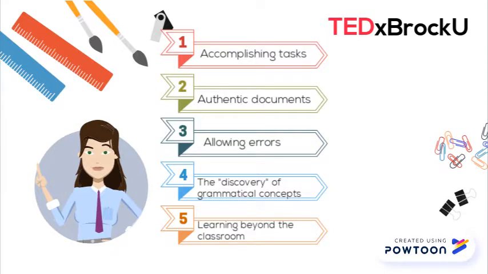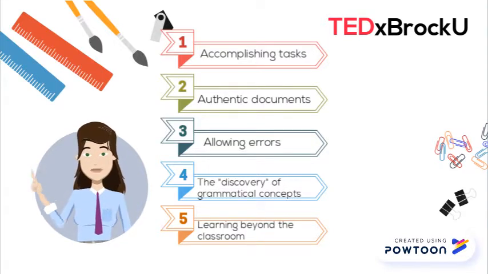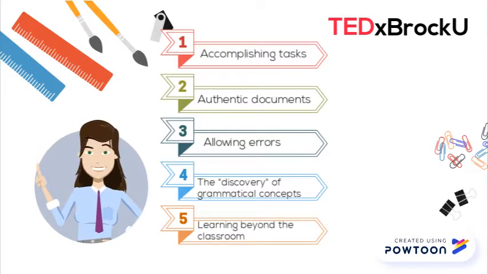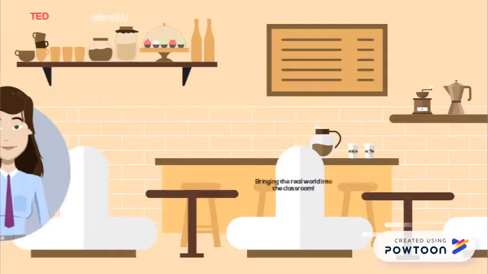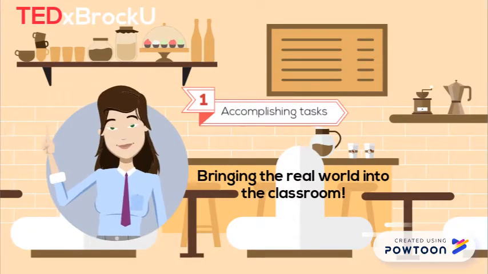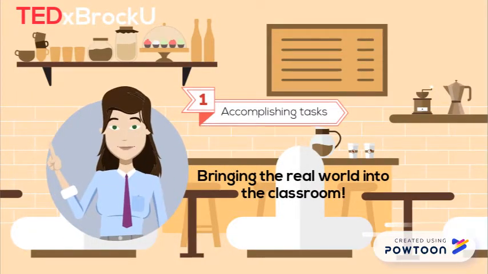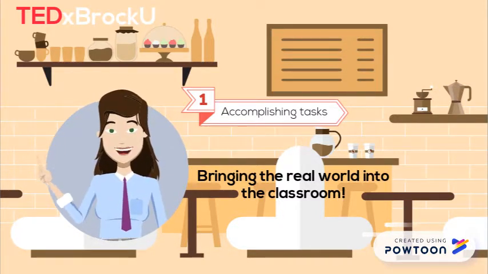So there are 5 main elements that make up the action-oriented approach, and I will explain each one. Here they are listed. So what's a task? A task is meant to be based on authentic experiences a person might face out in the real world. Authenticity is the name of the game.